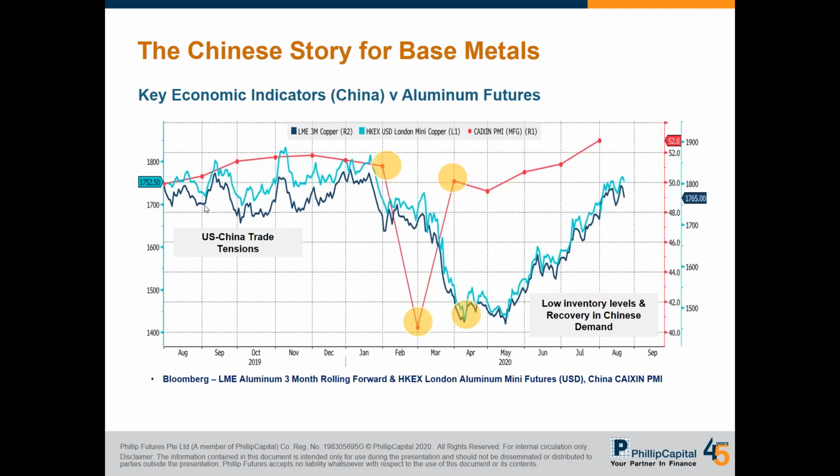So if we look at the next one, this is LME Aluminium 3-month rolling forward, along with the Hong Kong Exchange London Aluminium Mini Futures. This time around, I just put up the Caixin as well. So actually, we are seeing the same conditions as copper. Not much difference. However, there's an additional factor that we saw in 2019, which is the US-China trade tensions.